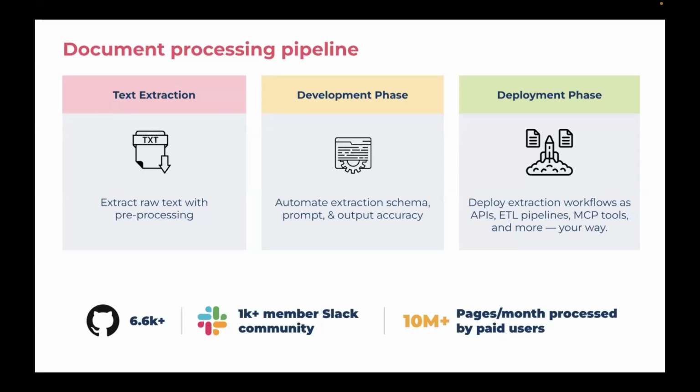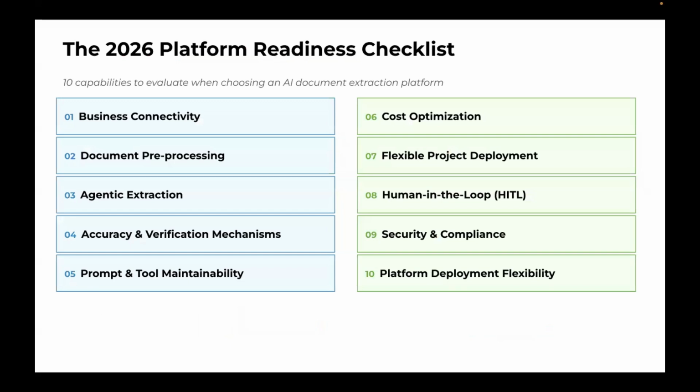So again, if I have to throw some numbers on the platform, currently we have 6.6K plus stars on GitHub, a 1,000 plus member Slack community, and we're currently processing over 10 million pages per month by paid users alone. So that said, let's move on to the 2026 platform readiness checklist for document extraction.